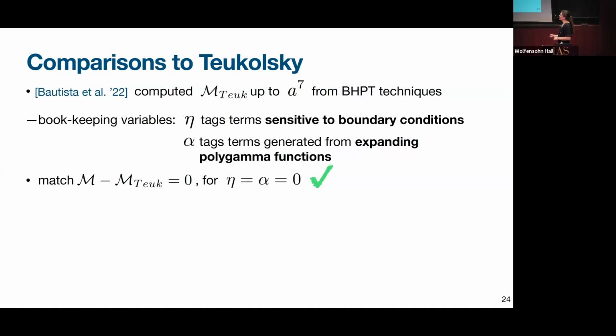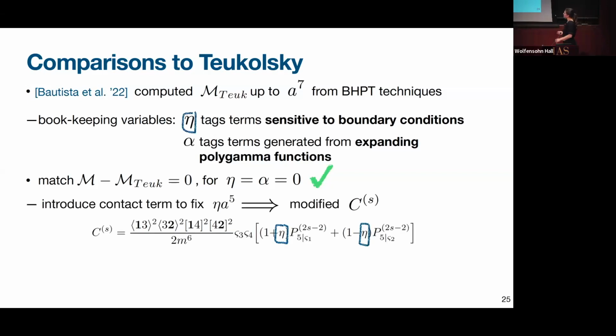If we compare the amplitude I just presented on the previous slide to this Teukolsky solution, we find there's an exact match up to a to the 7 if we send eta and alpha to 0. So that means we're reproducing all the terms that are not tagged. Okay, well, maybe we can do a bit better.